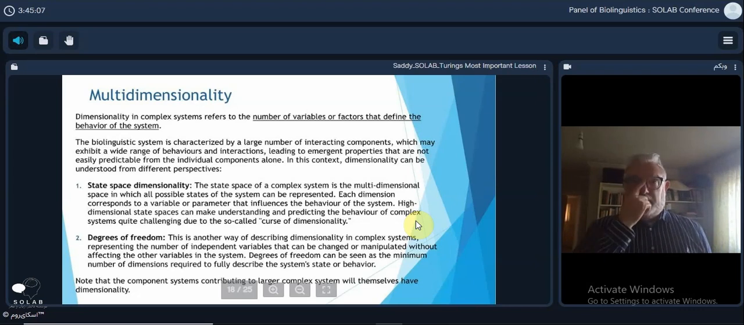That's the second one. Degrees of freedom, another way of describing the dimensionality of complex systems. It's the number of independent variables that can be changed or manipulated without affecting other variables of the system. So a degree of freedom can be seen as the minimum number of dimensions required to fully describe a system's state or behavior. Keep in mind that the component systems contributing to larger complex systems will themselves have dimensionality.